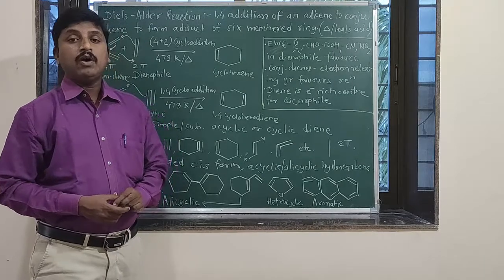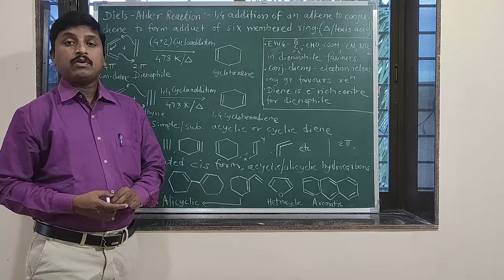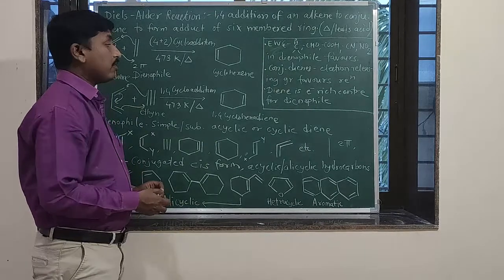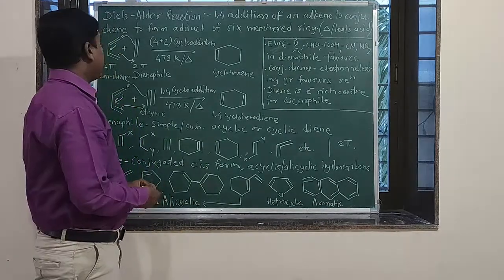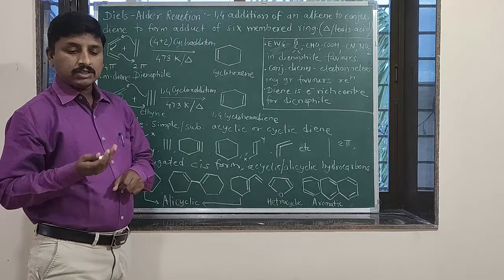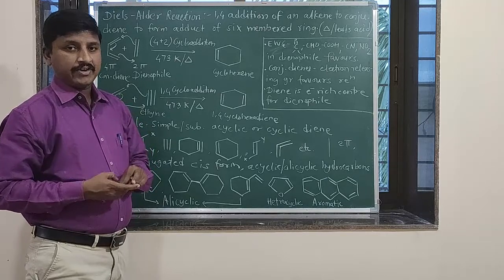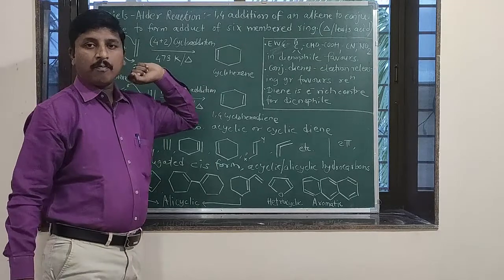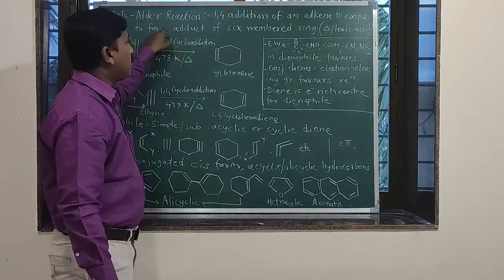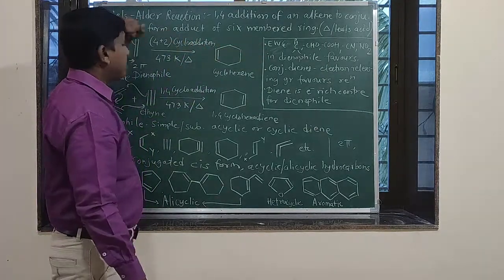Today we will discuss the Diels-Alder reaction. This is one of the most important reactions in organic chemistry. Generally, the 1,4 addition of an alkene to a conjugated diene to form an adduct with a 6-membered ring, or cyclic product, is called a Diels-Alder reaction. What I have said is, 1,4 addition of an alkene to a conjugated diene to form a 6-membered cyclic ring product is called a Diels-Alder reaction.